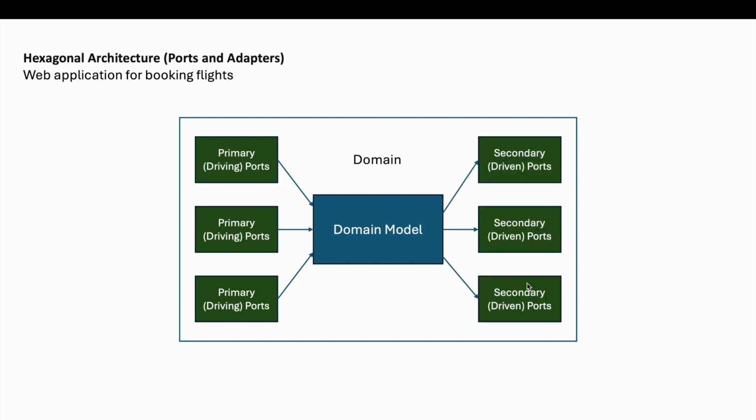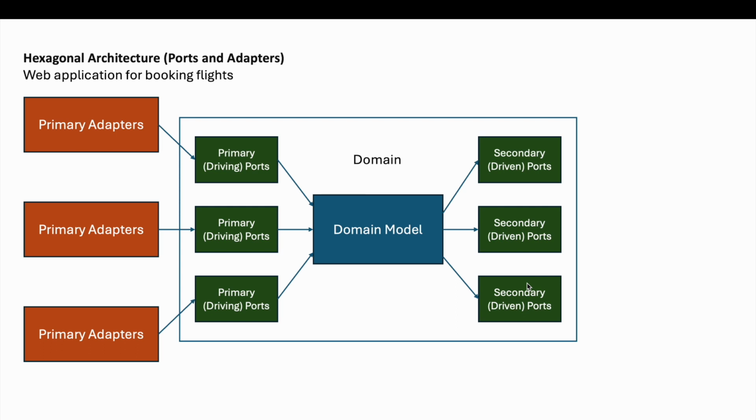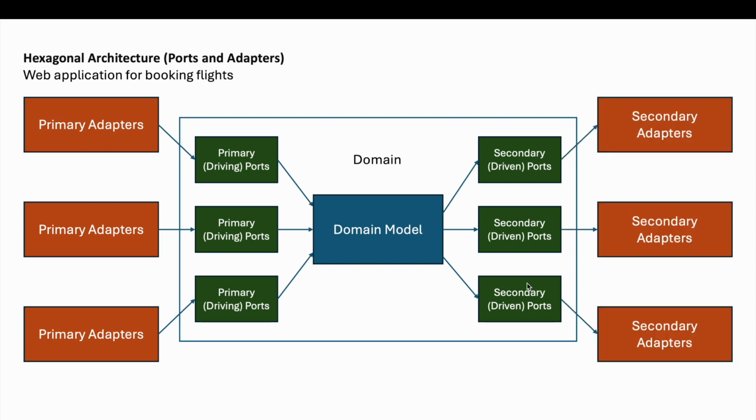We have a secondary port, which is the interfaces for accessing a database to store and retrieve booking and user details. We have primary adapters, a web controller that processes HTTP requests from users and invokes the appropriate domain services. And then we have the secondary adapter, a database repository implementation that handles all database operations required by the domain services. Now let's look at a real world analogy.